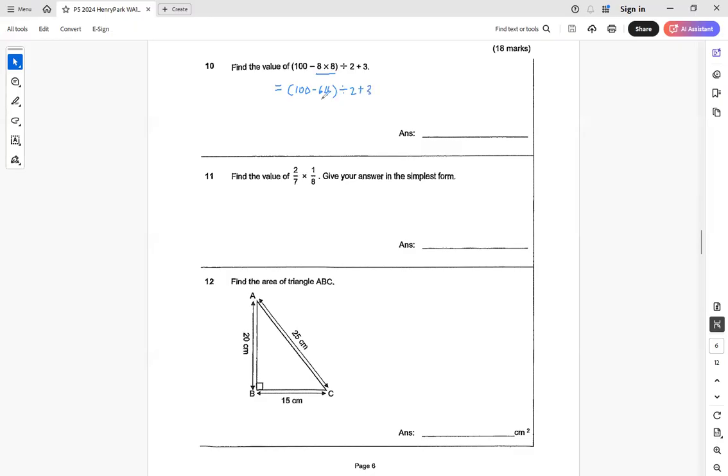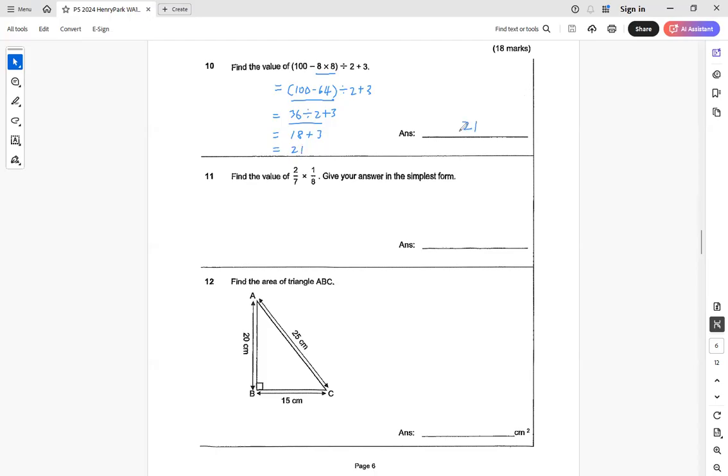Okay, next, we still have to do the bracket, so we underline this one. 100 minus 64 will give us 36. Then the rest just copy down: divided by 2 plus 3. Now we have to do the rest of our operations. We will do division or multiplication first, so this comes priority as compared to the plus. 36 divided by 2 will give us 18, plus 3. So this is our last step already. 18 plus 3 will give us our answer, 21.